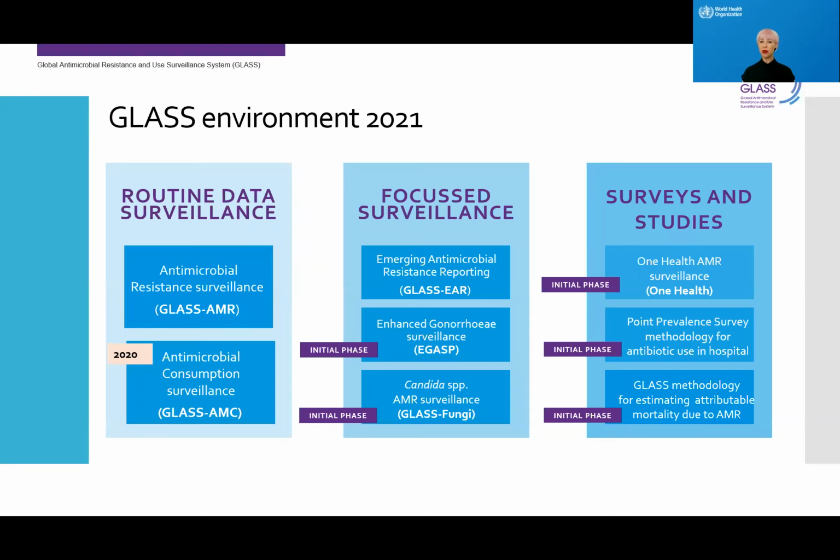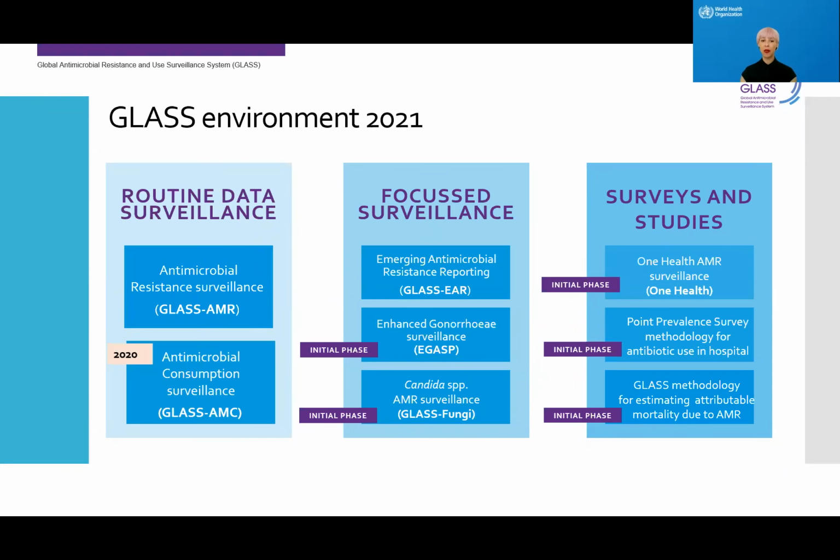We have also developed a number of surveys and studies to estimate the burden and drivers of AMR based on country needs. And these are the One Health AMR surveillance, which is the Tricycle project, the point prevalence survey methodology for antibiotic use in hospitals, and finally the GLASS methodology for estimating attributable mortality due to AMR.